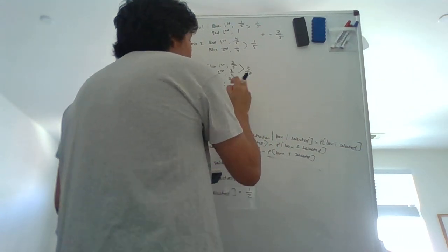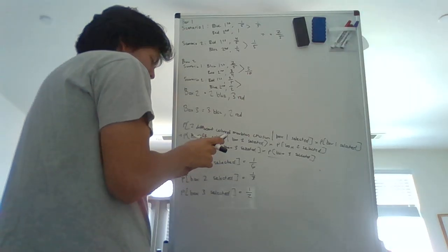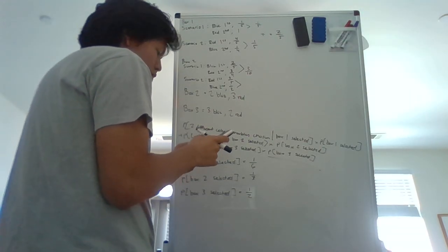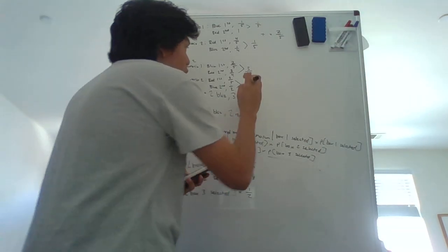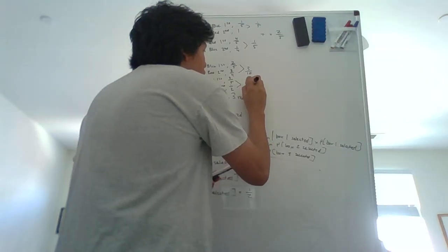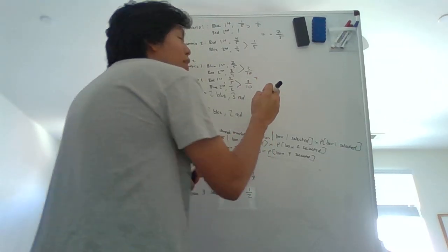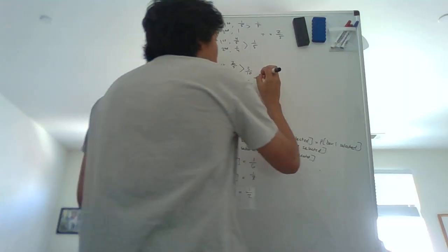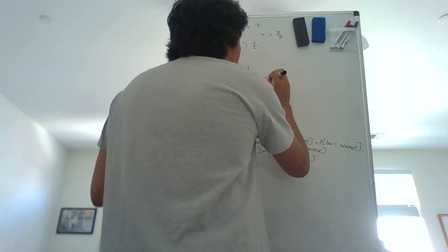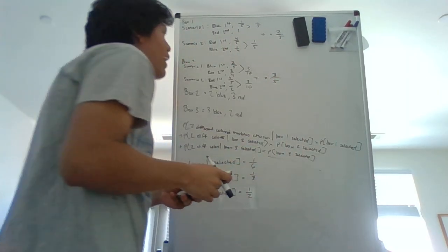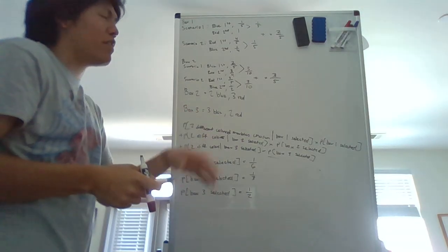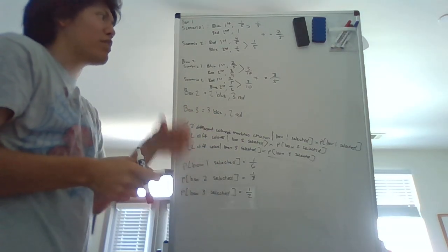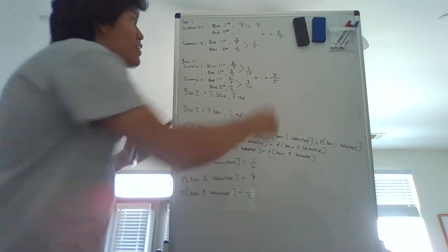And then these two for scenario 2 get multiplied. 3 over 5 times 1/2 is also 3/10. And now these get added together. 6 over 10, which is 3/5. Alright. And that is the total probability of marble pulling for box 2. Now box 3.